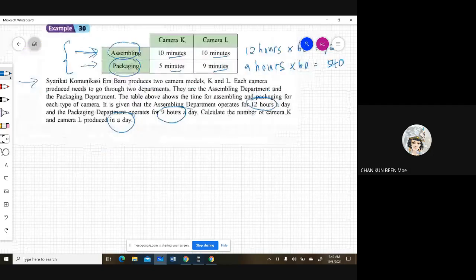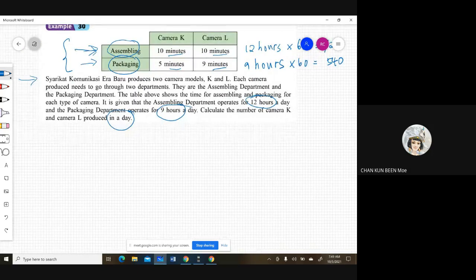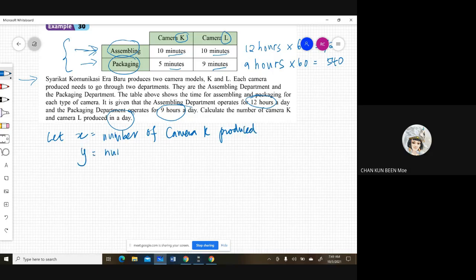Okay, now we are going to generate the equation over here because there's no unknown given to represent camera K and camera L. So we have to make an assumption. You can use P or Q, up to you. We always use X and Y. Let X equal the number of camera K produced. And then we let Y equal the number of camera L produced.